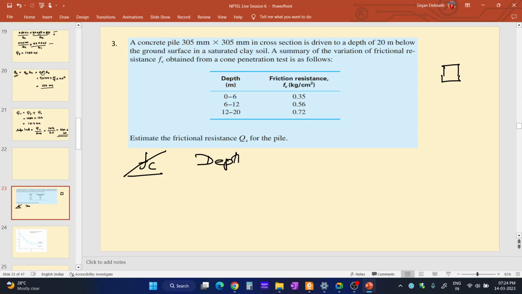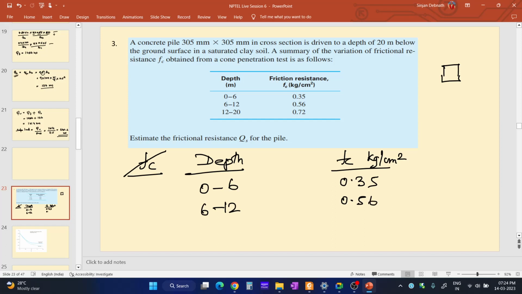Let me write it down over here. Depth, and FC. From 0 to 6 meter depth it is 0.35 kg per centimeter square. From 6 to 12, it is 0.56. From 12 to 20, it is 0.72. We just need to convert it into kilonewton per meter square. This FC is also equal to Fs. Remember this, FC is the same as Fs.